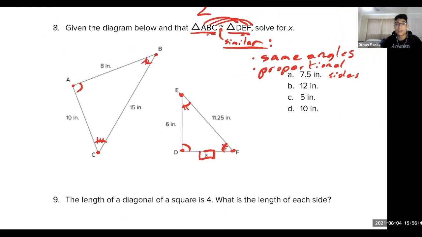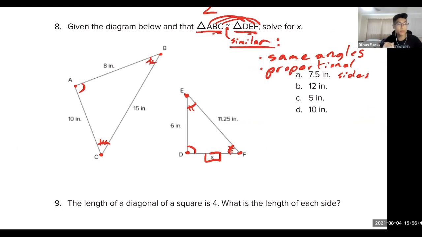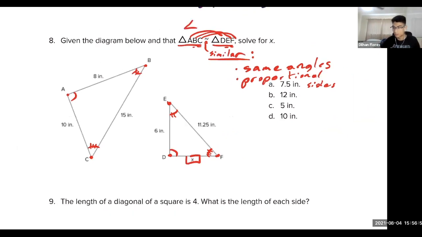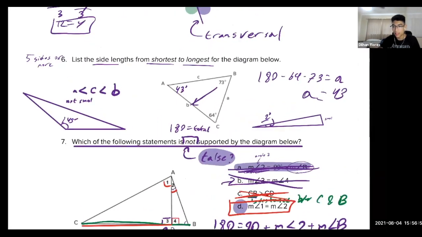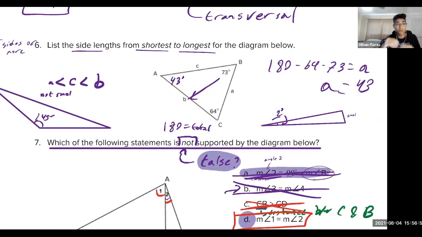Now, on to the proportional sides. Remember how we were talking about, where did I talk about it? Oh yeah, right here. With the angle, if you have a really big angle, the opposite side is also really big. If you have a small angle, the opposite side is small. Right? Give me a thumbs up. Sounds familiar? Makes sense?